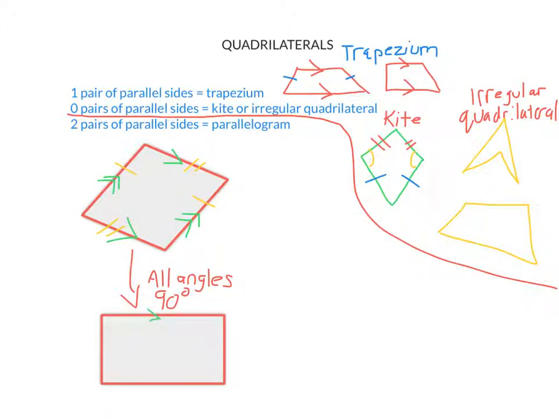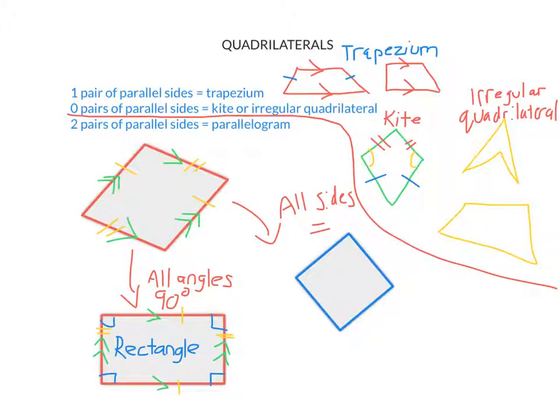Because it has two pairs of parallel sides, and of course that means opposite sides are equal, but also it means all its angles are equal. So this particular shape where all the angles are equal, you probably know, is a rectangle. So a rectangle is a type of parallelogram. All rectangles are parallelograms because they have two pairs of parallel sides. But not all parallelograms are rectangles because not all parallelograms have all their angles equal.